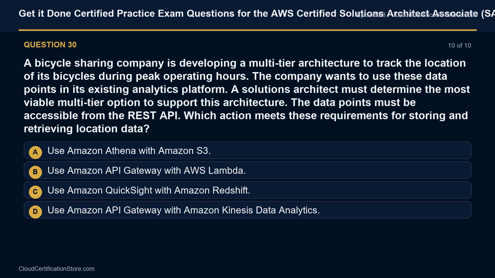Option A. Use Amazon Athena with Amazon S3. Option B. Use Amazon API Gateway with AWS Lambda. Option C. Use Amazon QuickSight with Amazon Redshift. Option D. Use Amazon API Gateway with Amazon Kinesis Data Analytics.